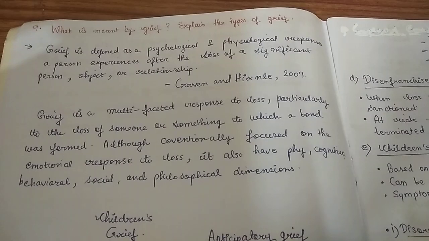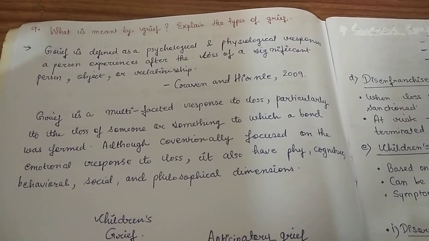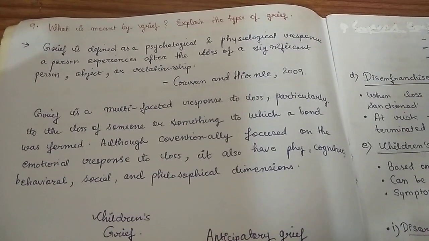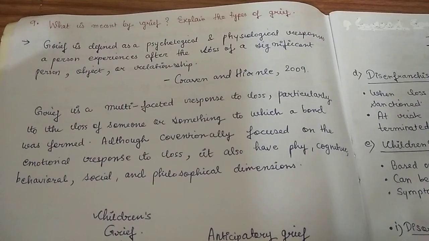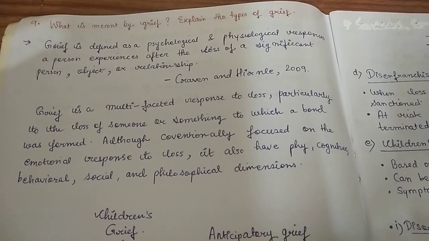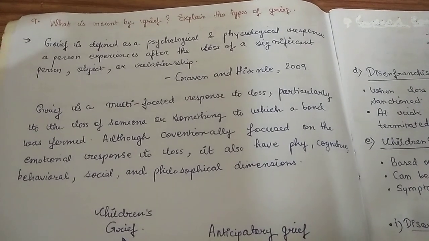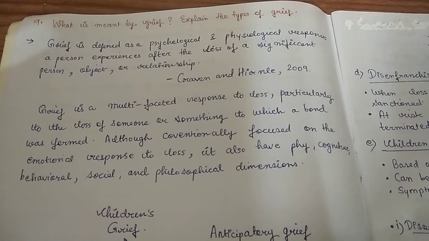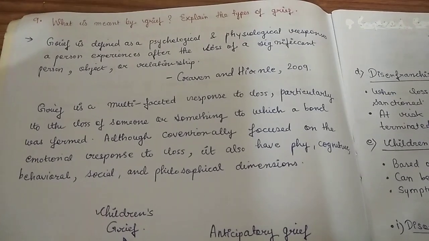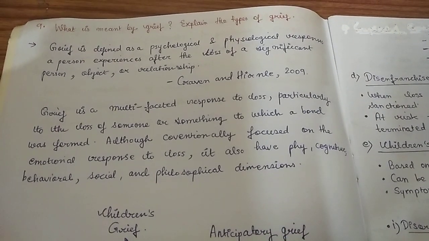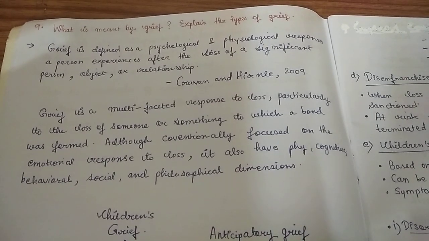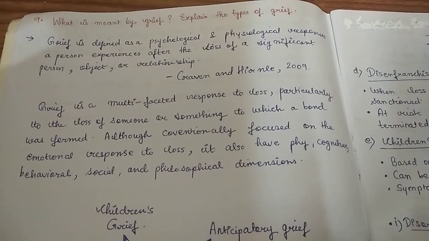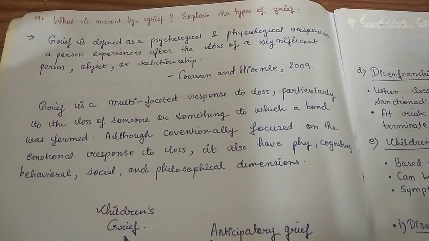In simple words, grief is a multi-faceted response to loss, particularly to the loss of someone or something to which a bond was formed and very close. Although conventionally focused on the emotional response to loss, it also has physical, cognitive, behavioral, social, and philosophical dimensions. So it has basically two dimensions, physiological and psychological. As we all know, psychology also has an effect on our physiological health. In the same way, grief is a psychological phenomenon, but it also has physiological dimensions.